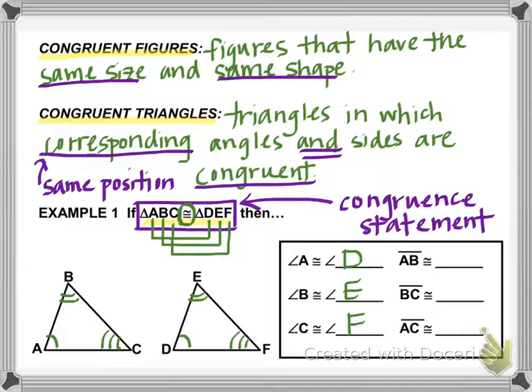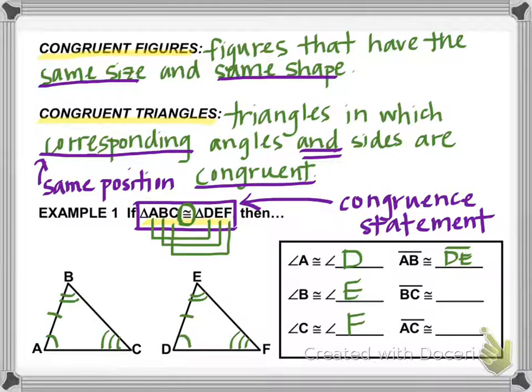This also applies to the sides. So notice how A and B are the first two letters, D and E are the first two letters. So that means those two segments or sides are also going to be congruent. So AB is congruent to DE. Remember, when you write a segment, you have to put the line on top, okay? To show that they're congruent on our picture, we use the tick marks.